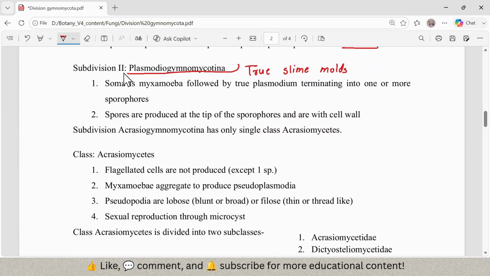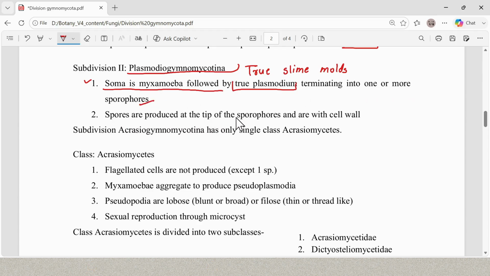Okay. Subdivision 2, Plasmodiogymnomycotina. What is the first characteristic given? Soma is mixed amoeba followed by true plasmodium terminating into one or more sporophores. Spores are produced at the tip of the sporophores and are with cell wall.